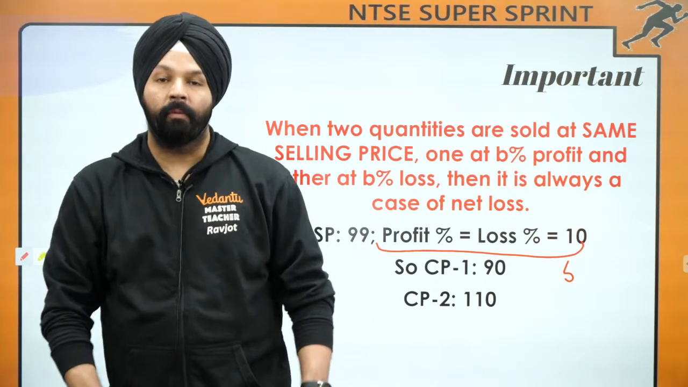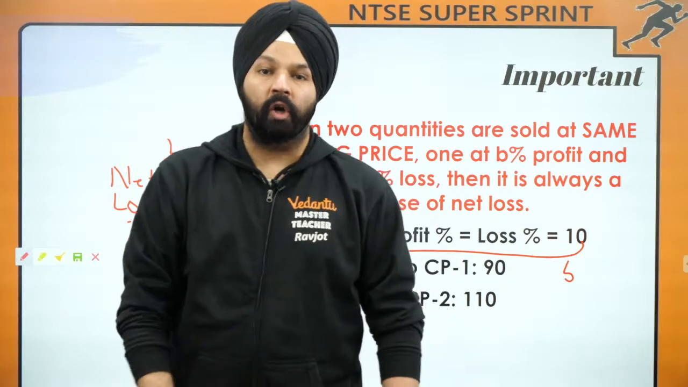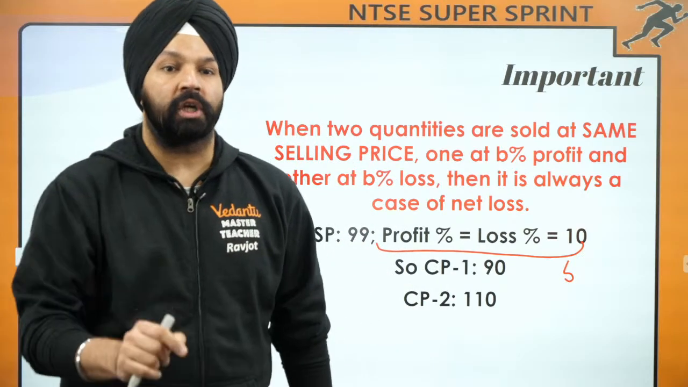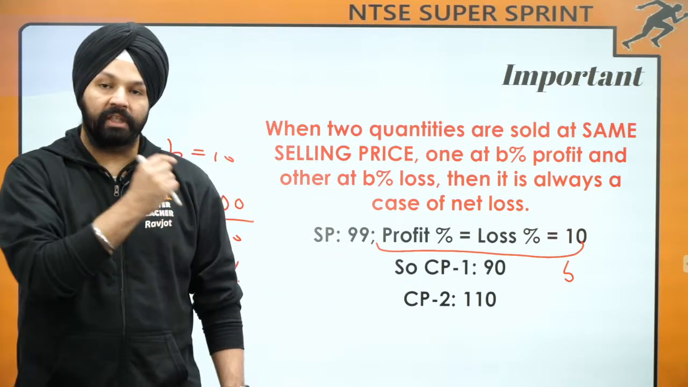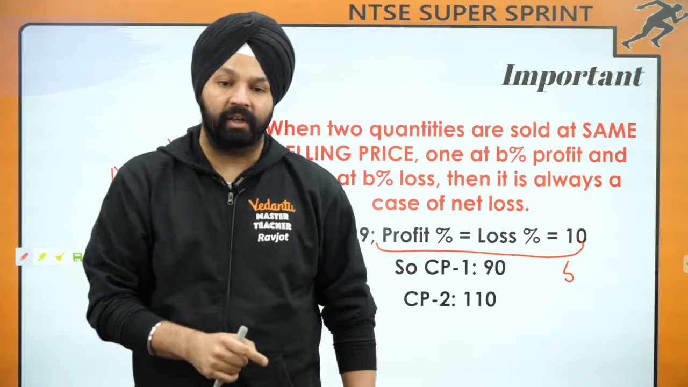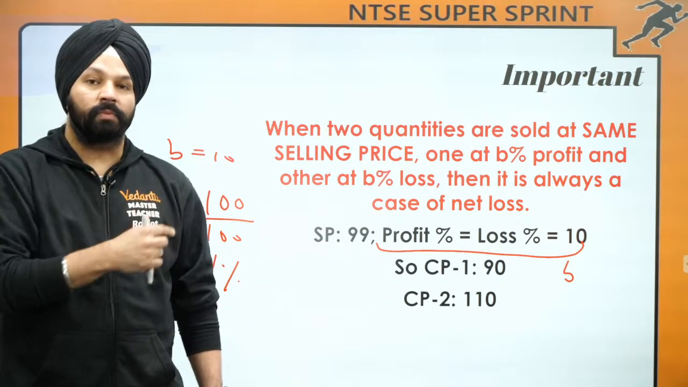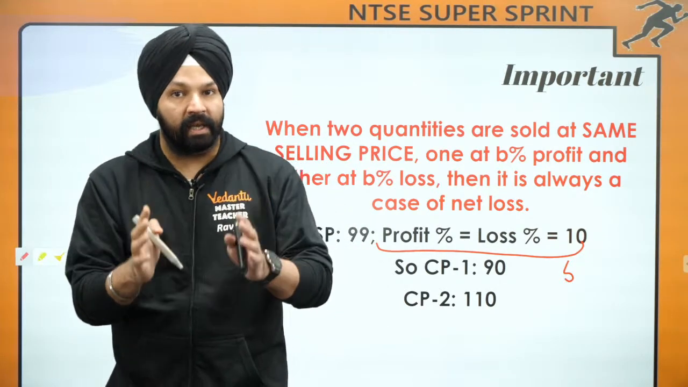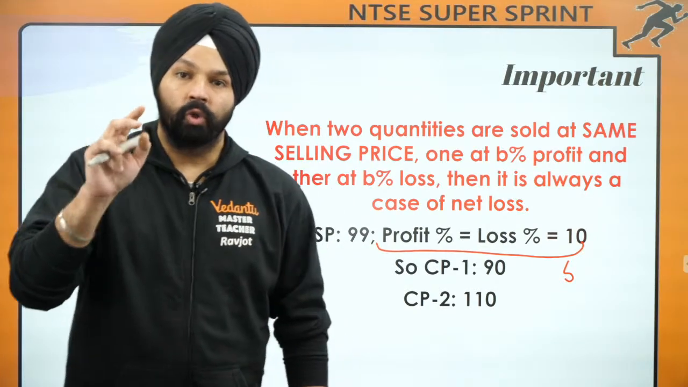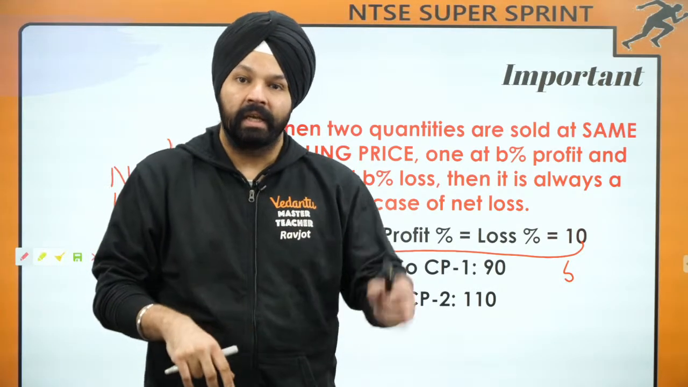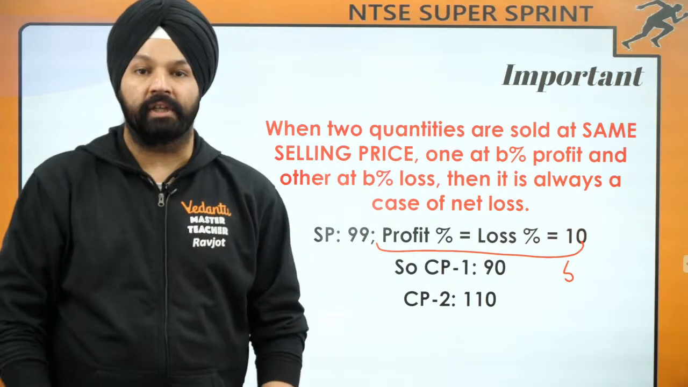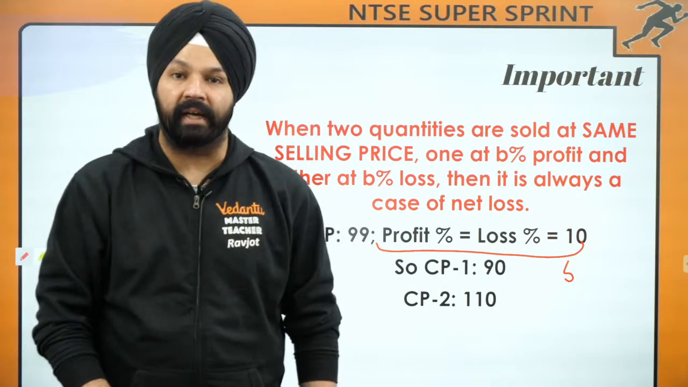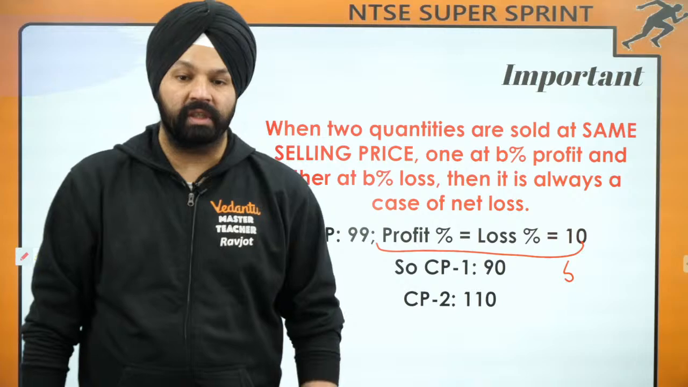So this is important from data sufficiency point of view too, because in data sufficiency question they may ask you that if this is the case, are you in position to calculate loss percentage when this much information is available? Yes, we can. We just need to know that two quantities have been sold on the same selling price. Secondly, those two quantities should fetch us same profit and loss percentage. So the net case will be a case of loss, and that net loss percentage is directly B square by 100. So that was the first funda.